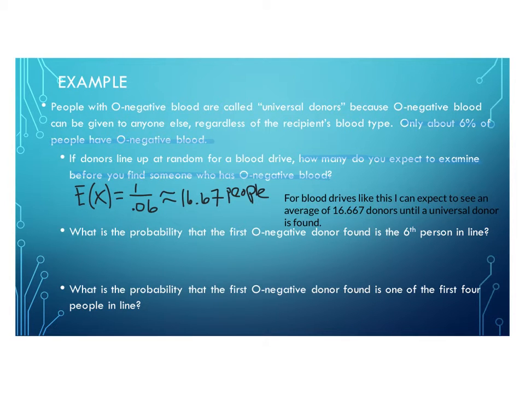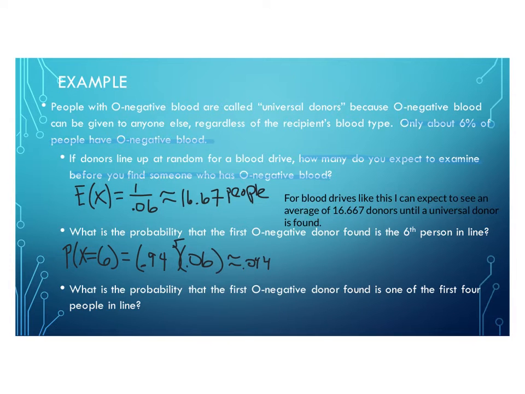I mean, we could draw 6 blanks, and I want the 6th one to be the first O negative blood type. So we're going to have the probability of X equals 6 equals. Now, remember we want that 6th one to be the first. So that means the 5 before that 6 in line are some other blood type. So we'll do the probability of failure, which in this case is 0.94 to the 5th power. Okay, and this does end up being about 0.044.